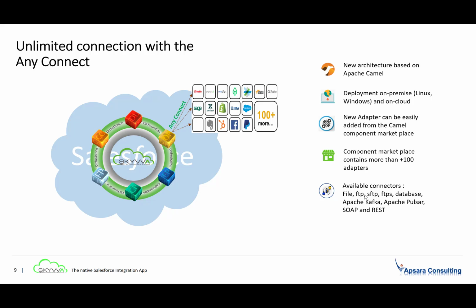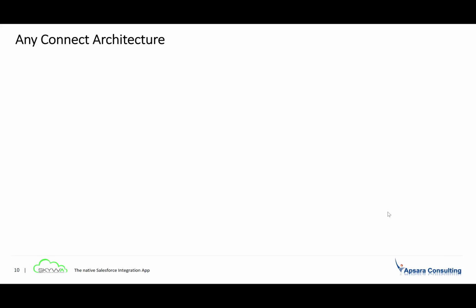What we have built into the first version of the ANY Connect is the technical adapters: file, FTP, SFTP, FTPS, database, then event-driven platforms like Apache Kafka and Apache Pulsar, SOAP, and REST web services. What we plan is, for example, ActiveMQ and RabbitMQ, planning to support queuing systems.